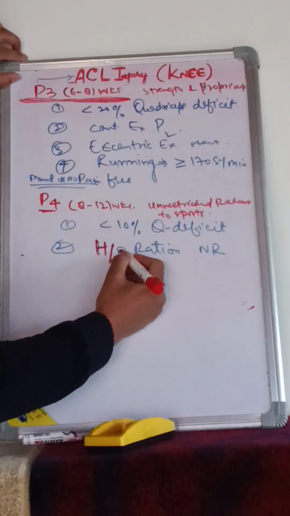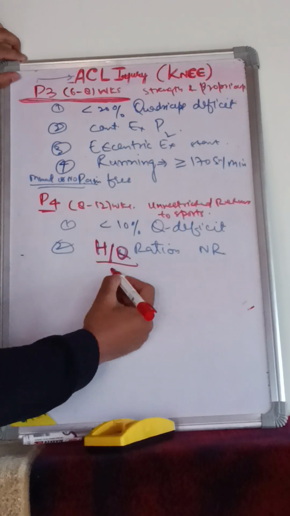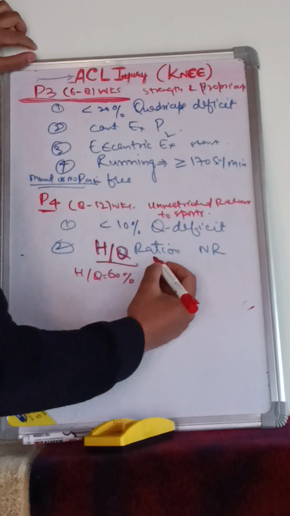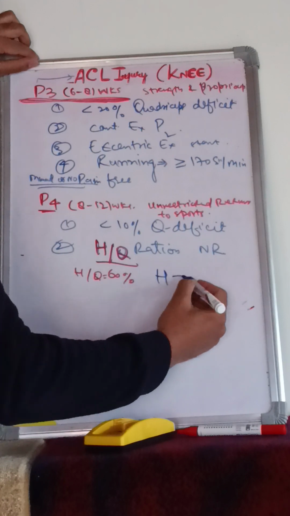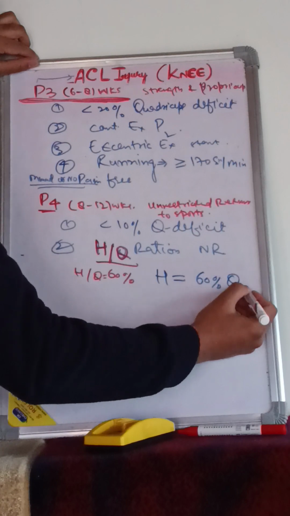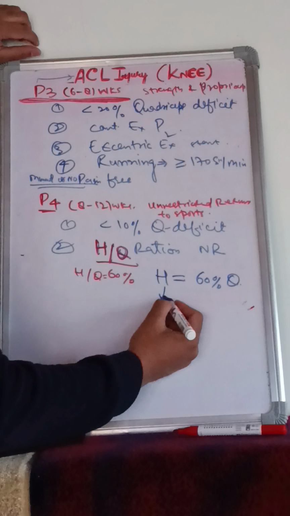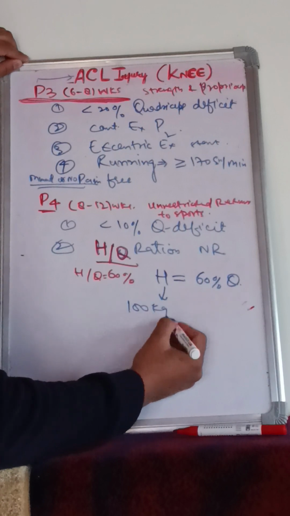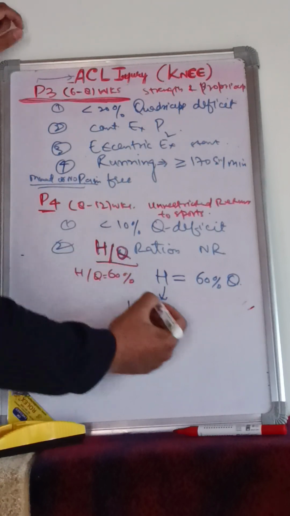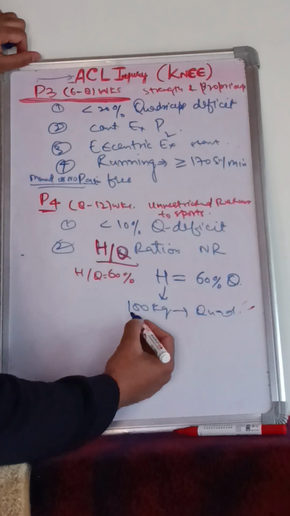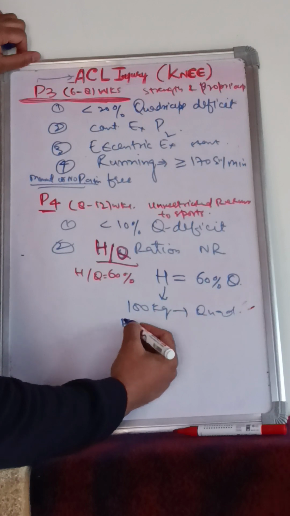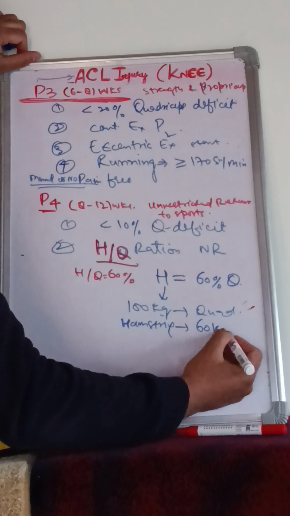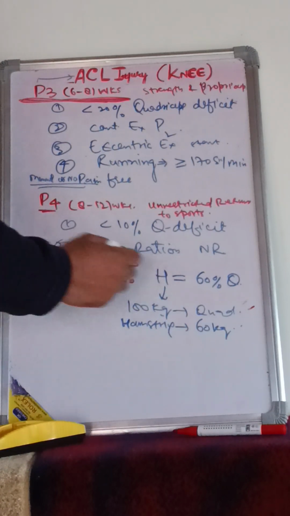HQ ratio is basically the hamstring to quadriceps ratio. Normally this is 60%. What does that mean? H to Q is equal to 60%. That means your hamstrings have 60% of the power of your quadriceps. I will make this simpler. Let us assume your quadriceps is able to lift 100 kg of weight. Now you are doing the same exercise for hamstring. Your hamstring muscles should be able to lift 60 kg of weight. This is the normal ratio.